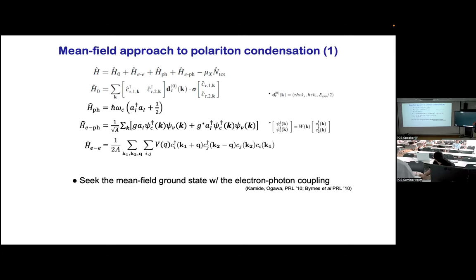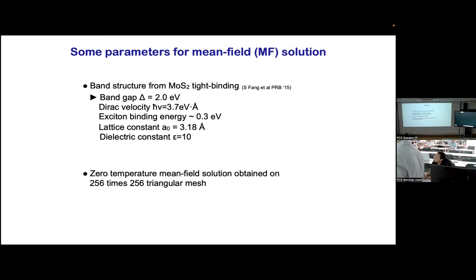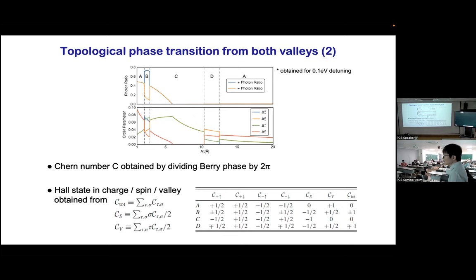There was one more question. Can you go to the table where you summarize your Chern numbers? So basically, I have a question: in B and D, we do not break time reversal symmetry. So how come the total Chern number is non-zero?